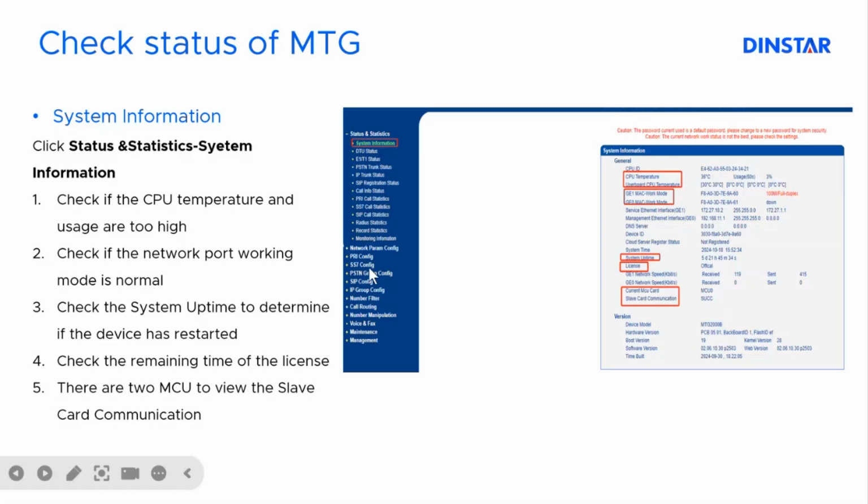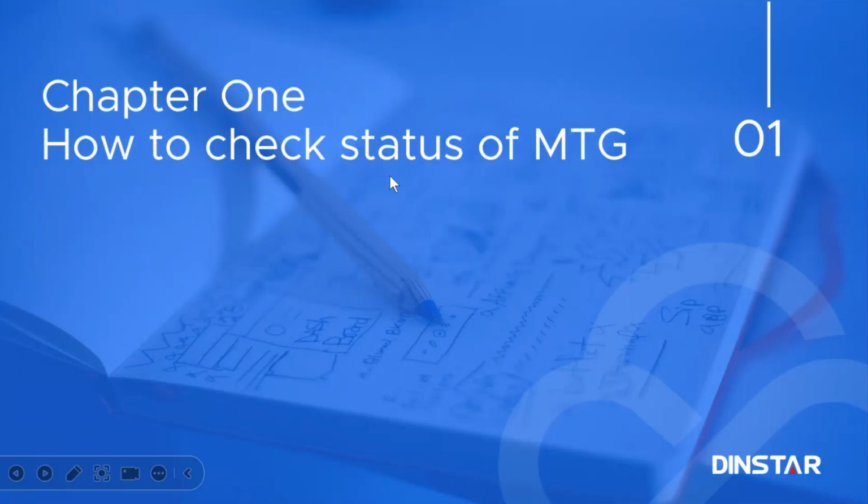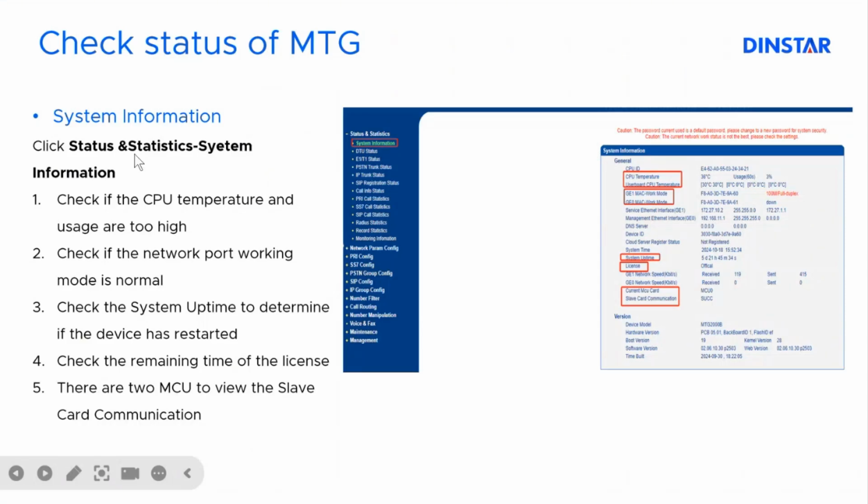Okay, now let's start with chapter 1, how to check the status of MTG. This is the first step of daily maintenance. We need to confirm the MTG device is healthy, right? First, let's check the system information. We need to go into the system information, just like the front page, and here we can take a simple look at the status information.